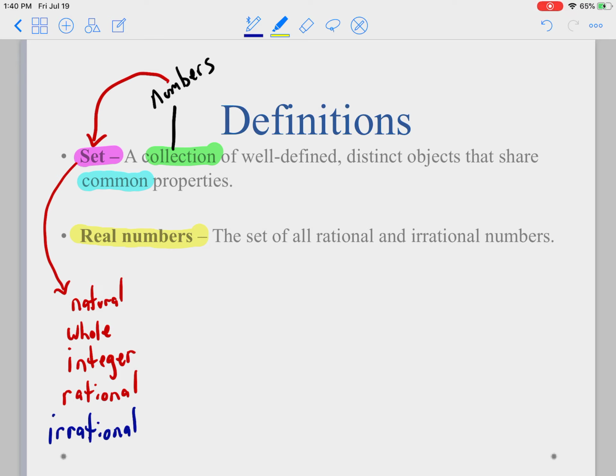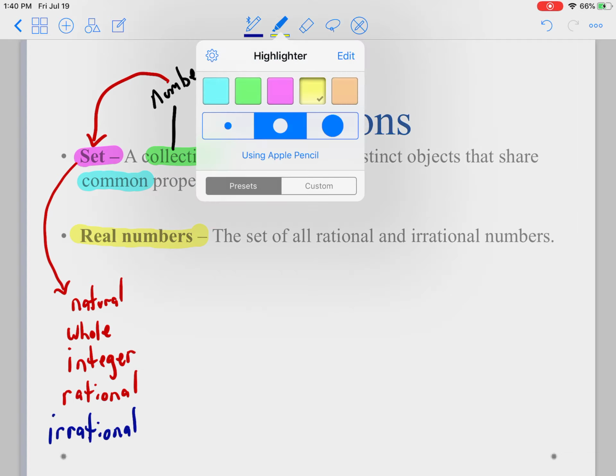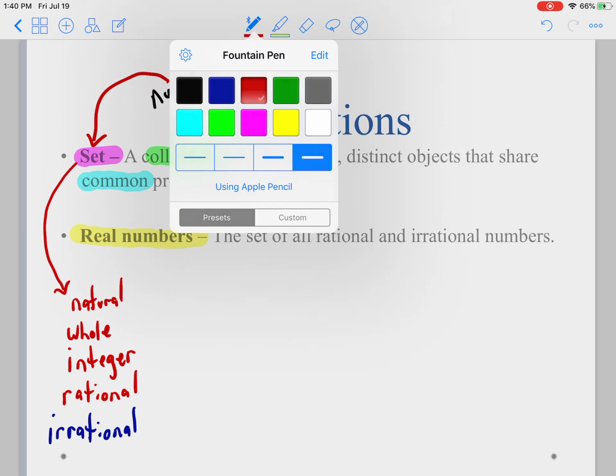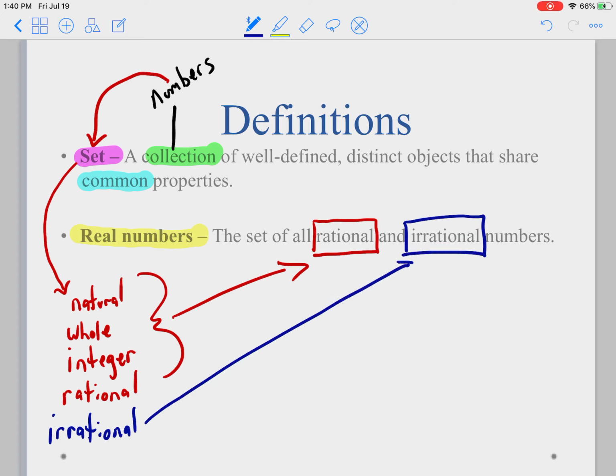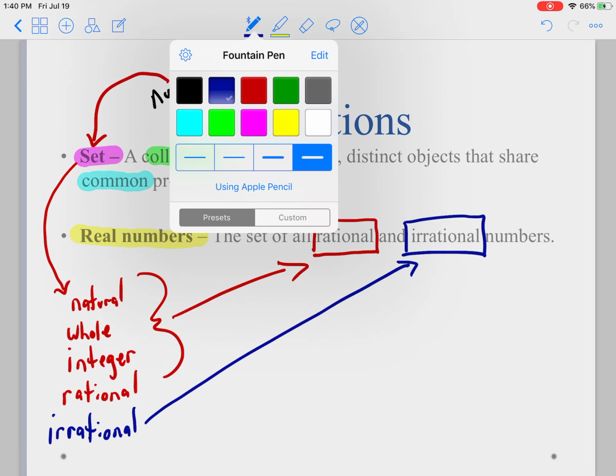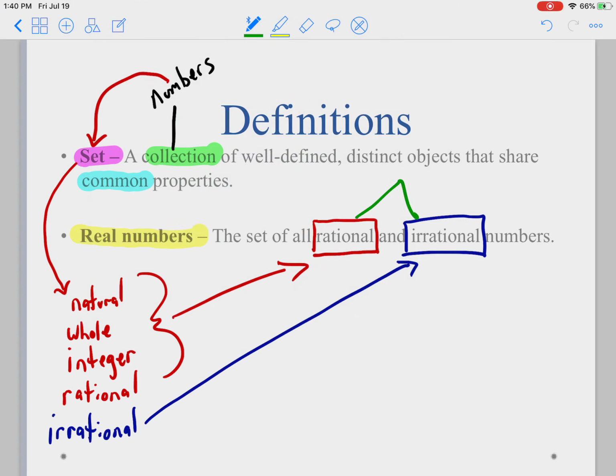But there are imaginary numbers, so that's why we have to make the distinction of real numbers. Now, within this real number set, we have two very large sets of numbers. We have our rational numbers, which you may notice we have already defined and classified. And we also have our irrational numbers, which we have defined and classified. And so together, these two sets of numbers compose our set of all real numbers.